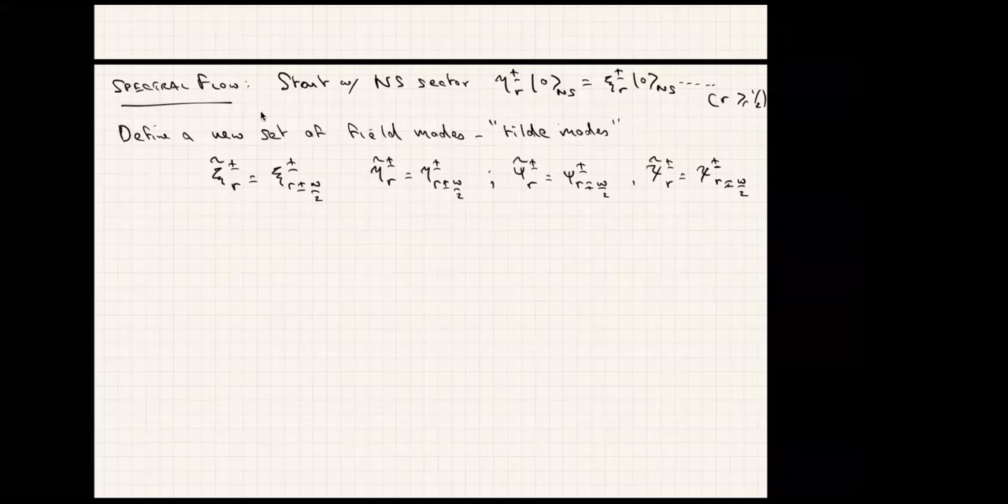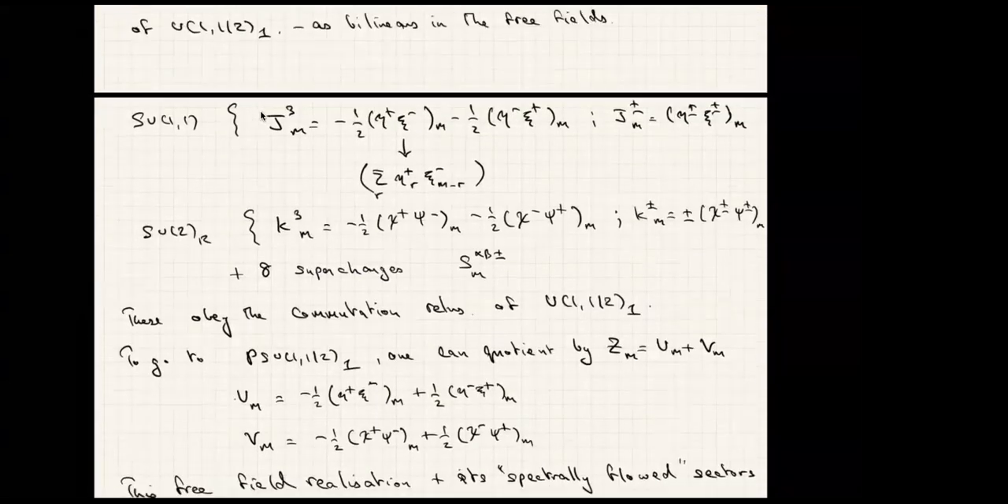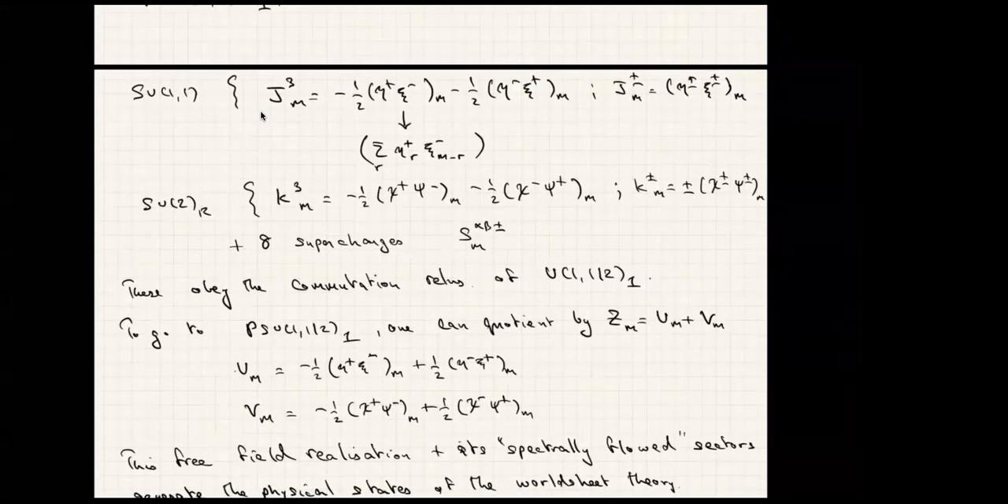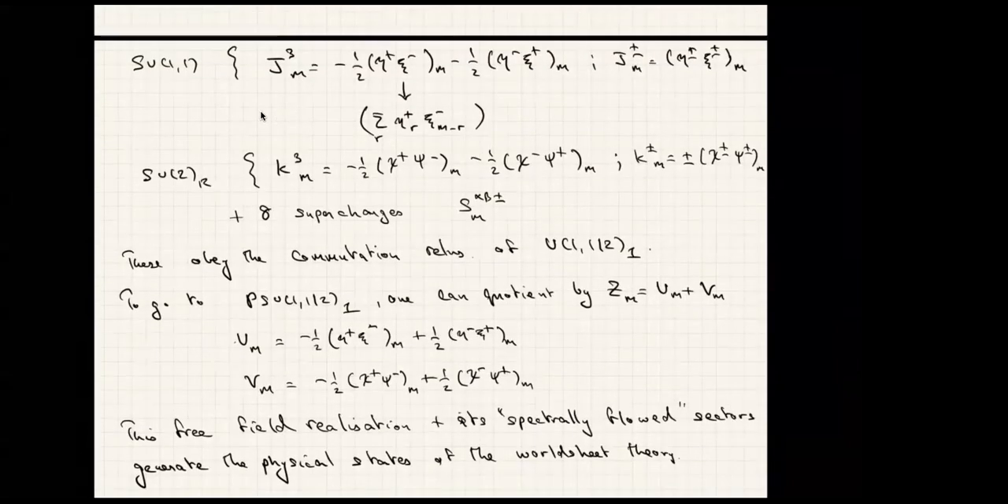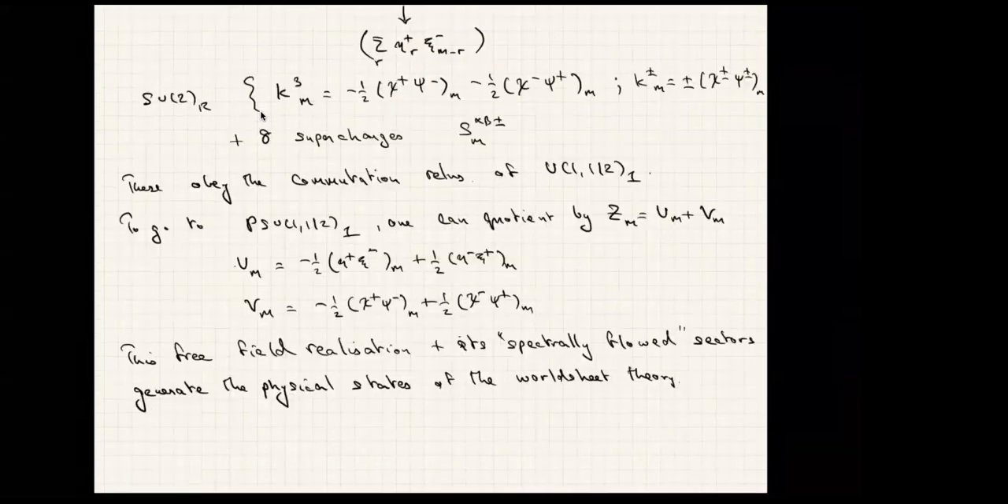But mathematically, one way to motivate it is that if we consider the bilinears as above, but in terms of the tilde modes, so imagine I define J tilde plus minus, J3 tilde, K tilde, and S tilde, and U tilde, V tilde, etc. What I mean by that is just replace each of these by tildes. Wherever there are any fields, you replace them by the corresponding tilde fields, and you get a set of generators, right?